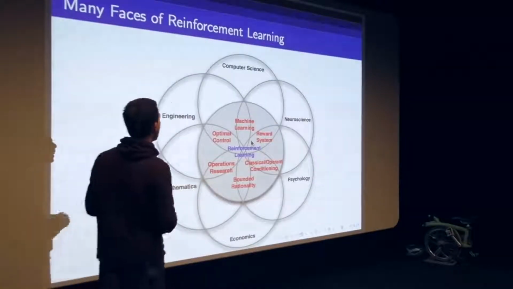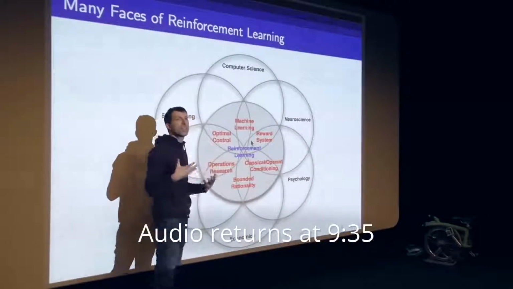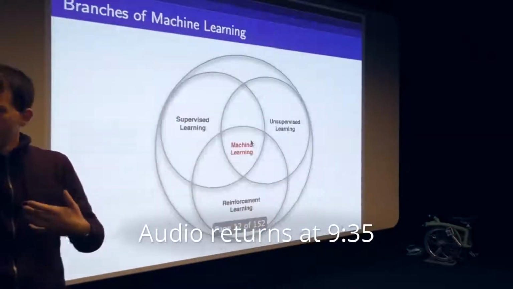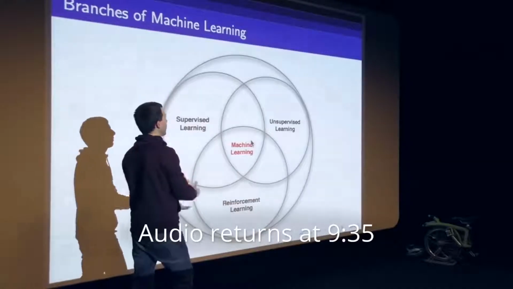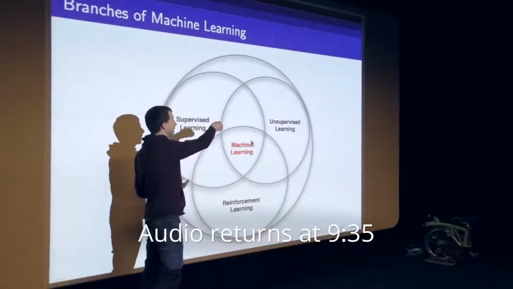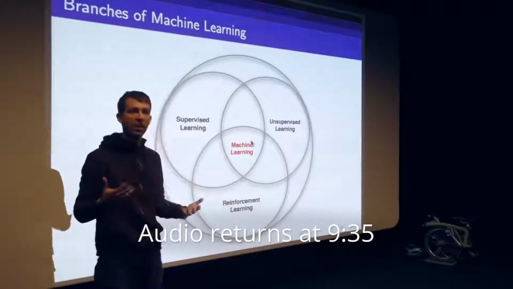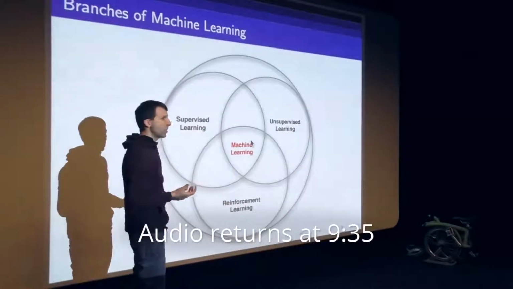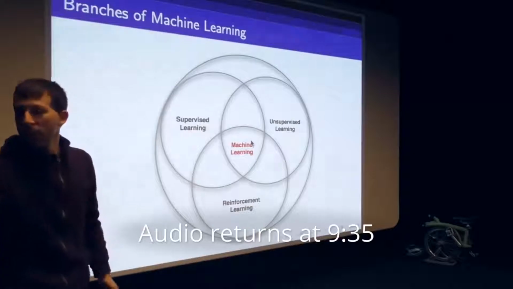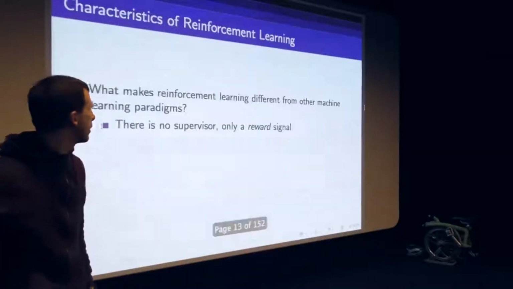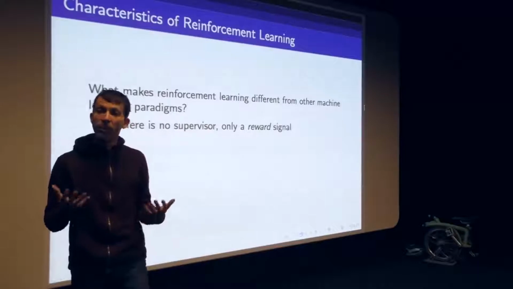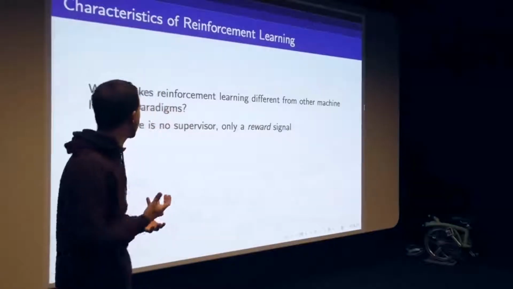So if we zoom in a bit to this diagram and try to understand, in this course we're going to talk about reinforcement learning. There's a few things which differentiate reinforcement learning from supervised learning and from unsupervised learning as well. And so let's just see if we can understand those distinctions.